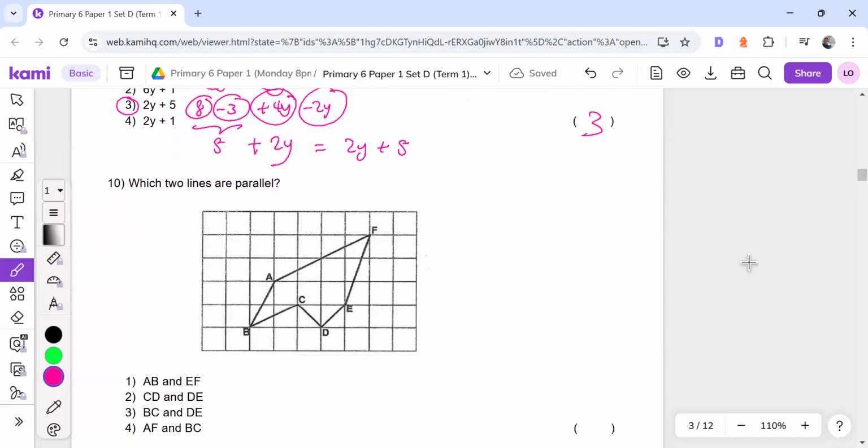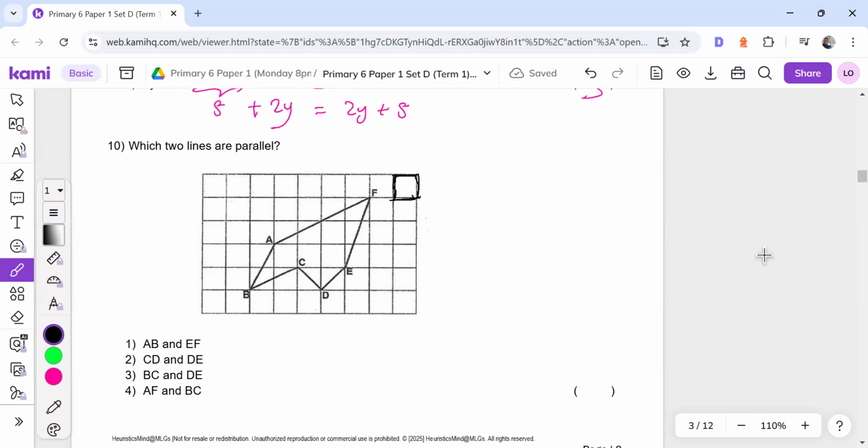Okay, question 10, which two lines are parallel? Now, when you see square boxes, again, those in my class, you have understood that there is a reason for the square boxes. You have to count the squares. You cannot use your eye to see which two lines are parallel. So, if you look at the answer, which is the correct answer?